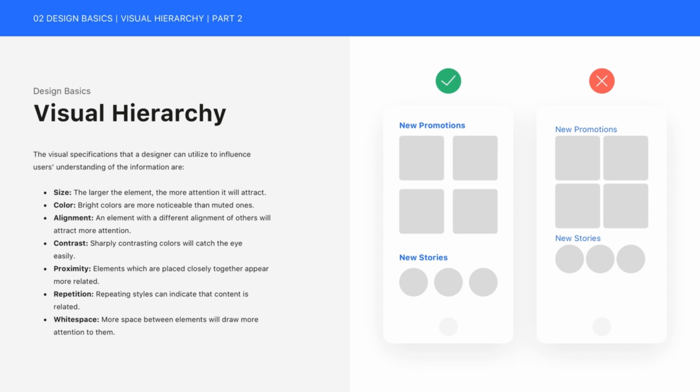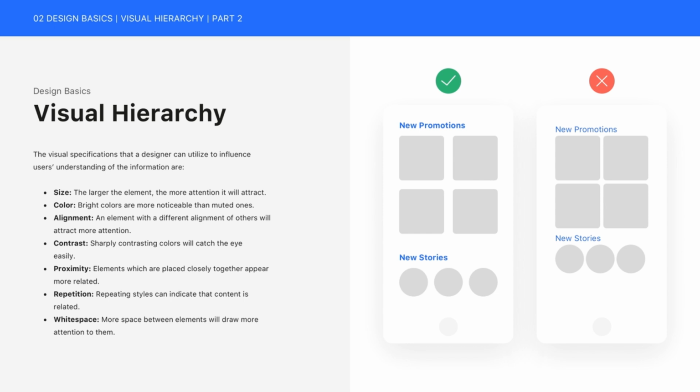The next item is alignment. An element with a different alignment from others will attract more attention. So what does that mean? Suppose that you have a layout of, let's say, 4 different videos or 4 different photos. If you align only one of those videos or photos differently, it will draw more attention to it. As a matter of fact, in that case, the user can realize that something is different.